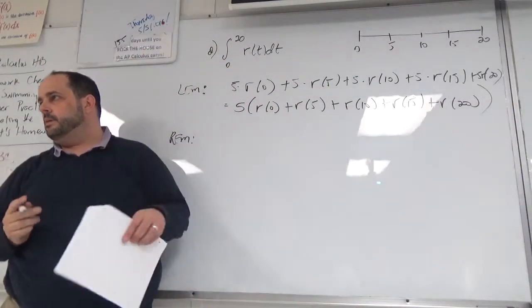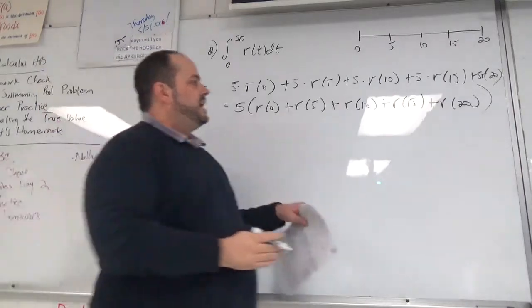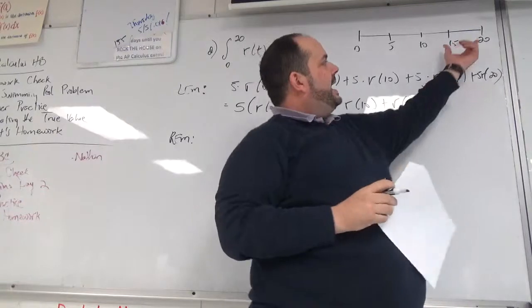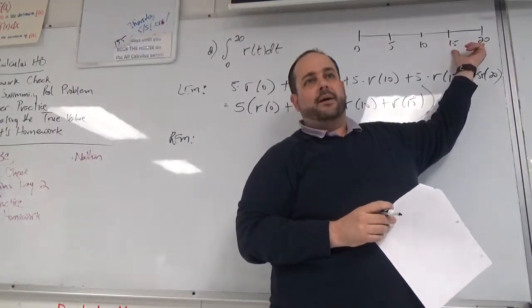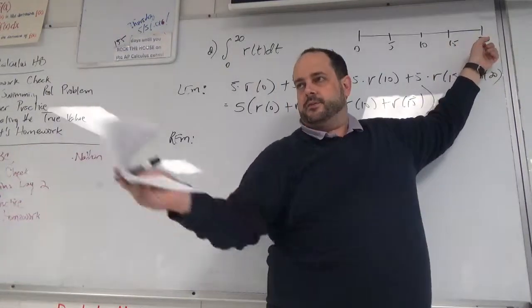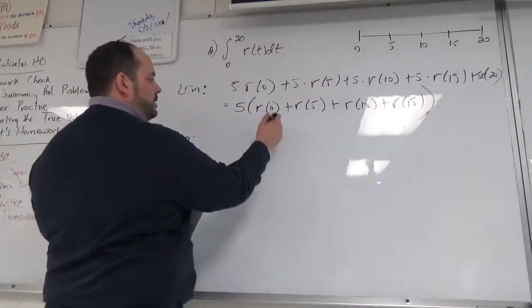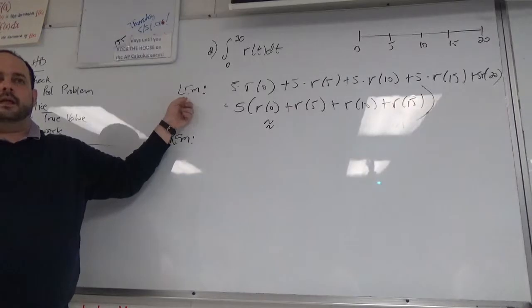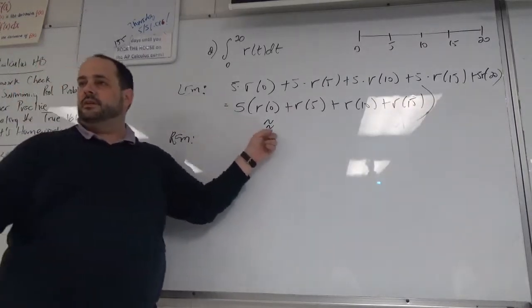Jennifer, what's up? Thank you for saving me, Mr. D. That last rectangle from 15 to 20, I only used R of 15, but not R of 20. Good save. Wait, is that not the right endpoint? Left endpoint method. They were asked to do the left.